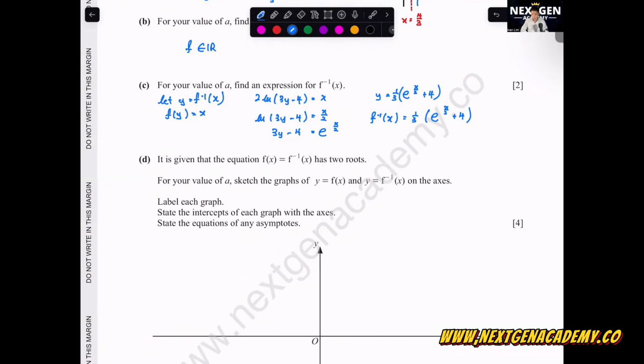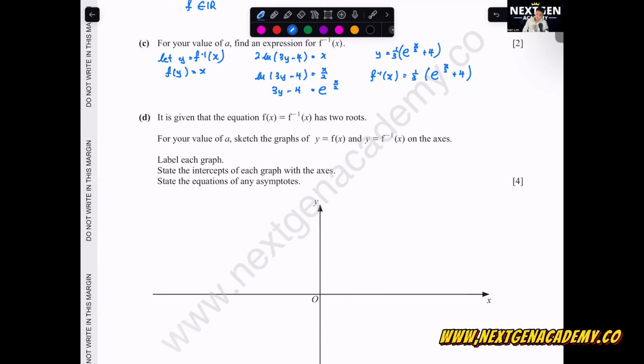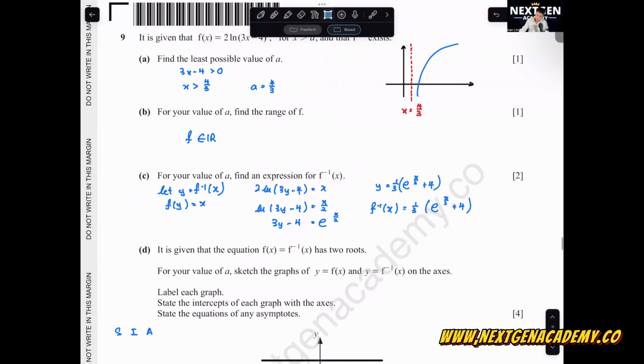Now they want us to sketch out f(x) and f inverse x, state the intercepts, then state all the asymptotes. For the ln and exponential graphs, so one is ln, one is exponential, you remember this acronym, SIA. What is SIA? You need to know how the shape looks like, you need to plot out your intercept, and you need to write down your asymptote. So instead of SIM, you use SIA as the guideline. First of all, how does the shape look like? Just now we actually did a rough sketch already.